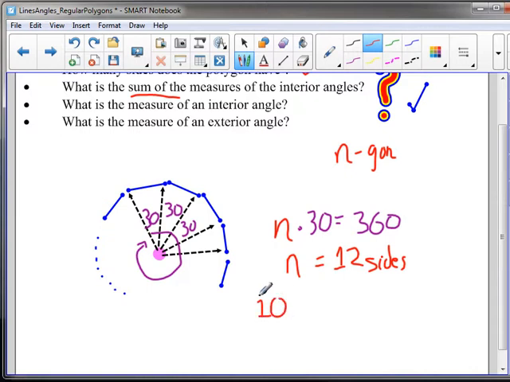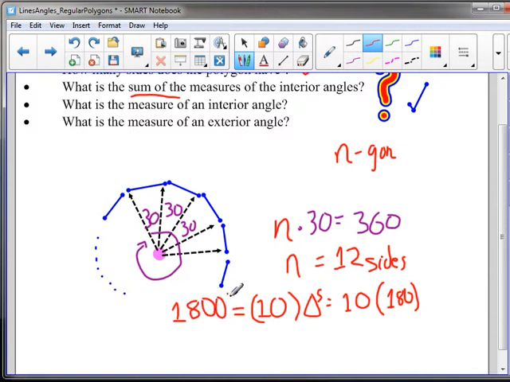So the sum of the interior angles would be 10 triangles worth. Sorry about that. That's the best we can do. So 10 triangles worth, and each triangle has 180 degrees. So now we know the sum of those interior angles. And of course that would be 1800 degrees, but that's all of those interior angles. So then it asks, what's the measure of each interior angle?